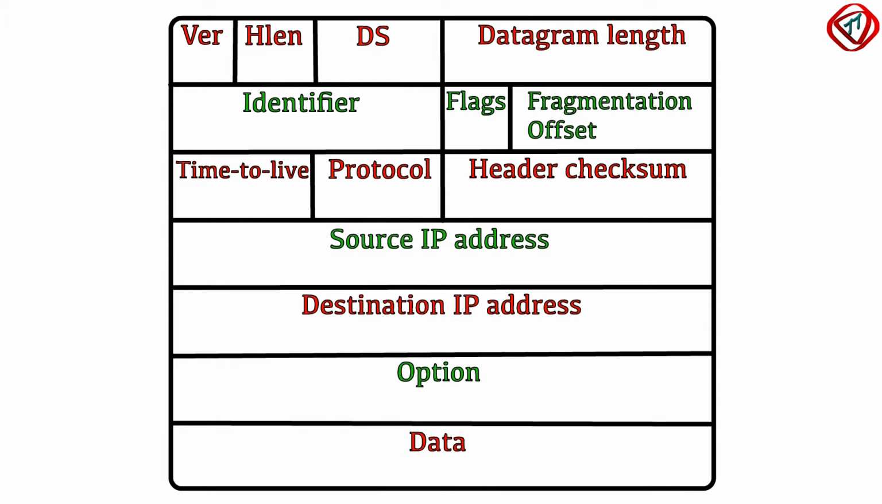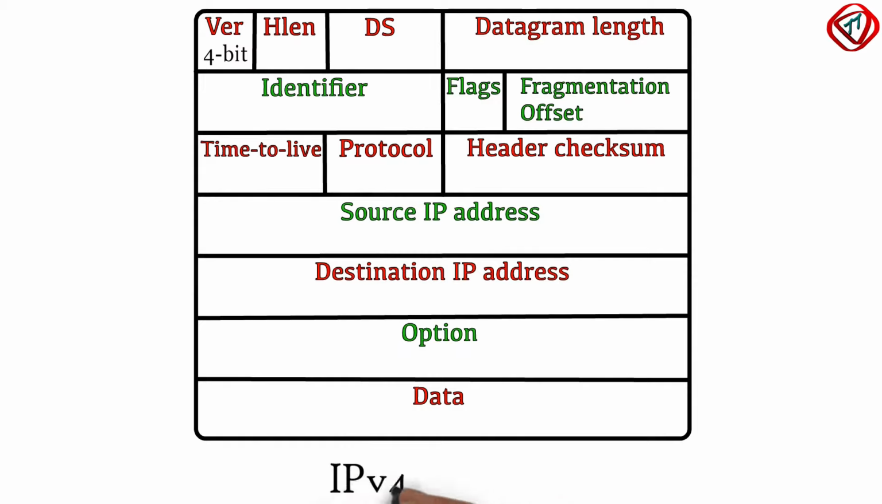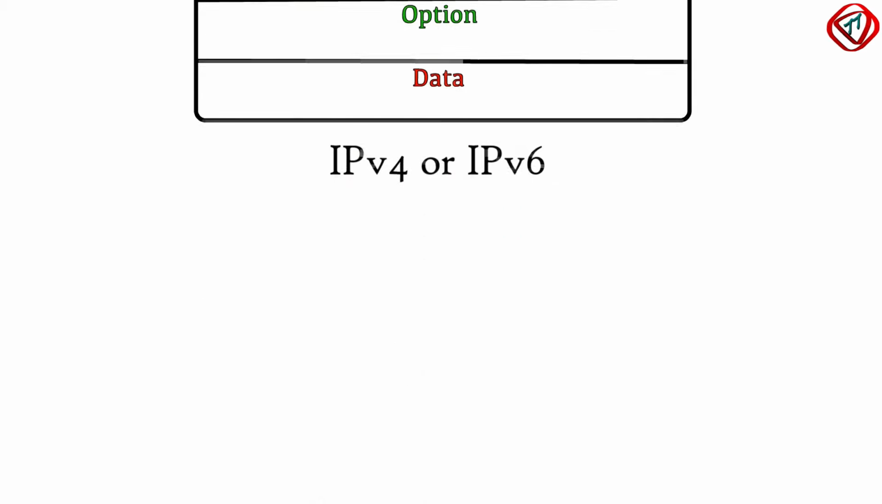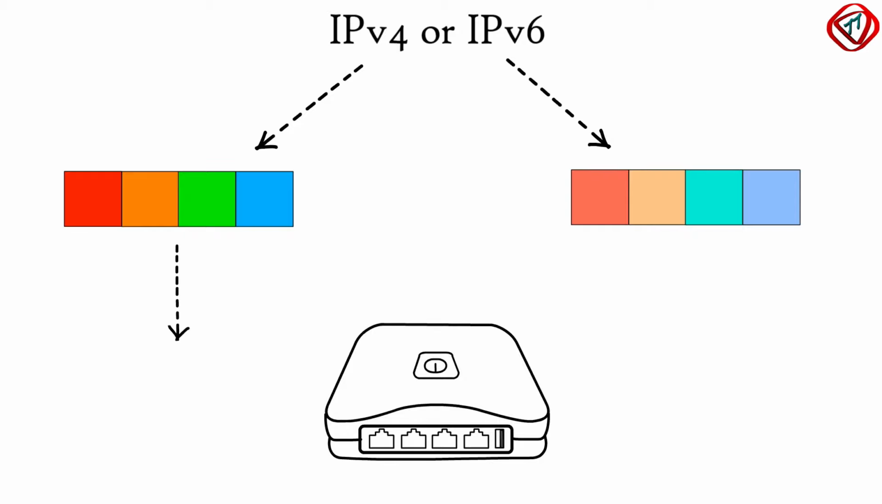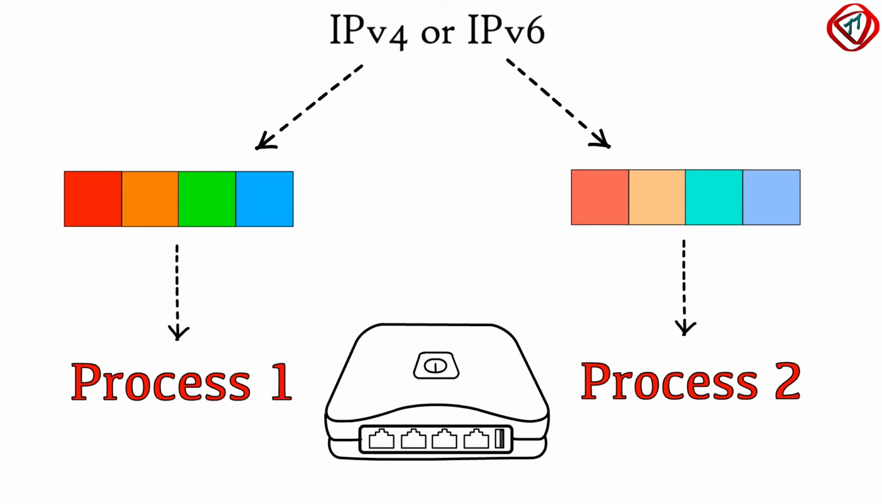Version number is 4 bits in length and specifies whether the datagram is of version 4 or of version 6. Different versions use different datagram formats. So, this field helps the internet protocol software running on a machine to decide how to process the received datagram.